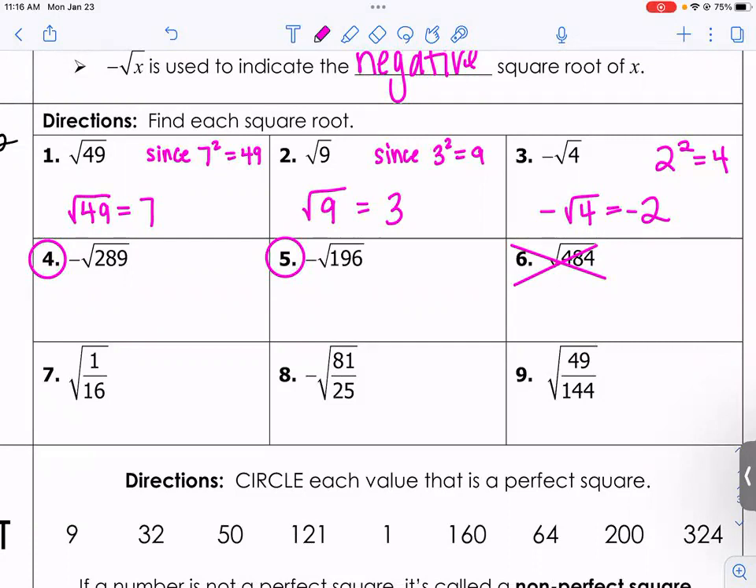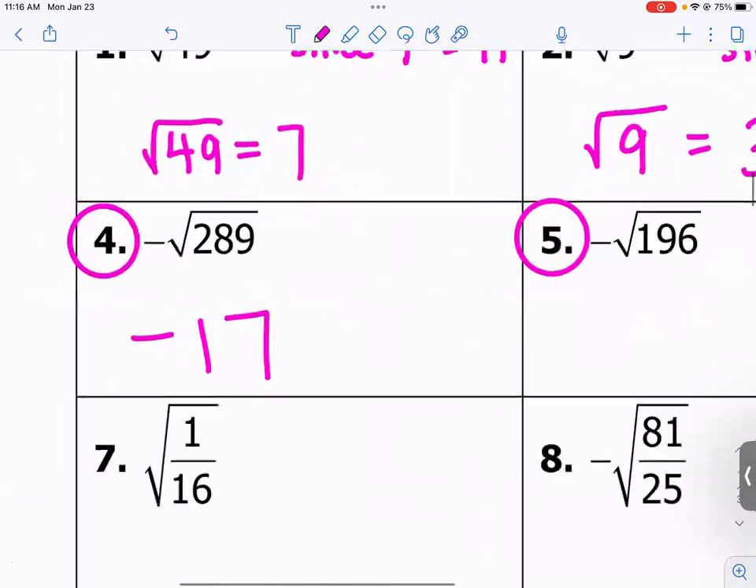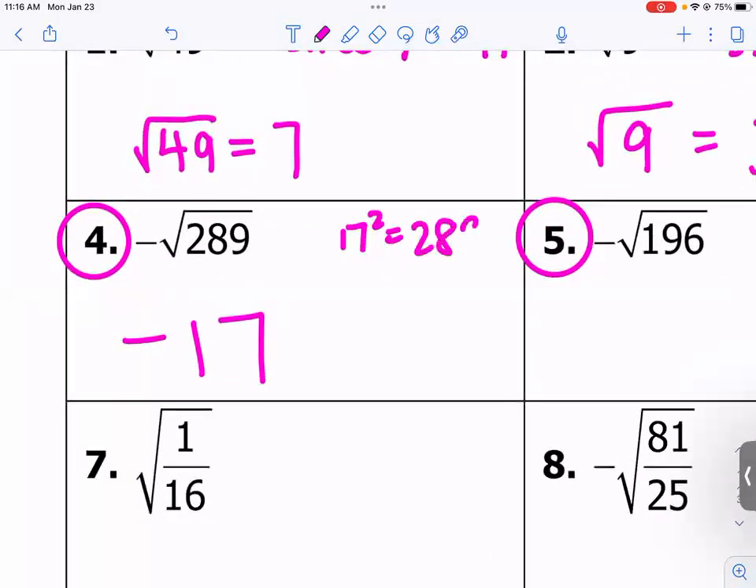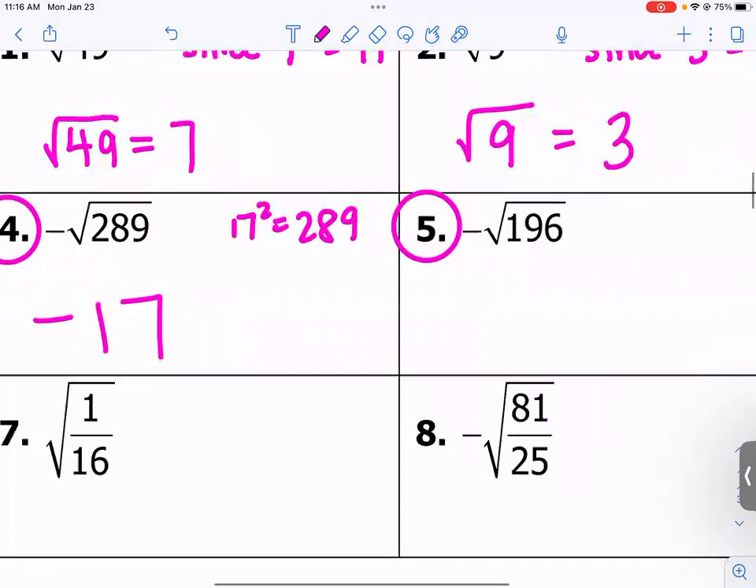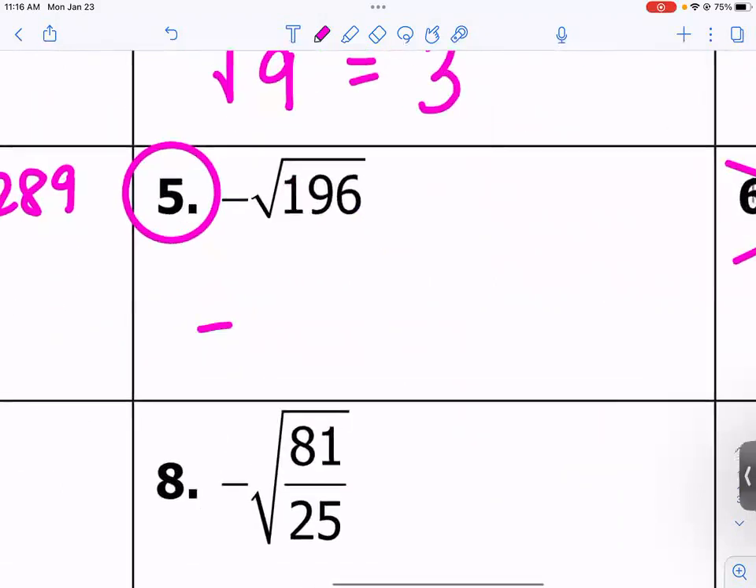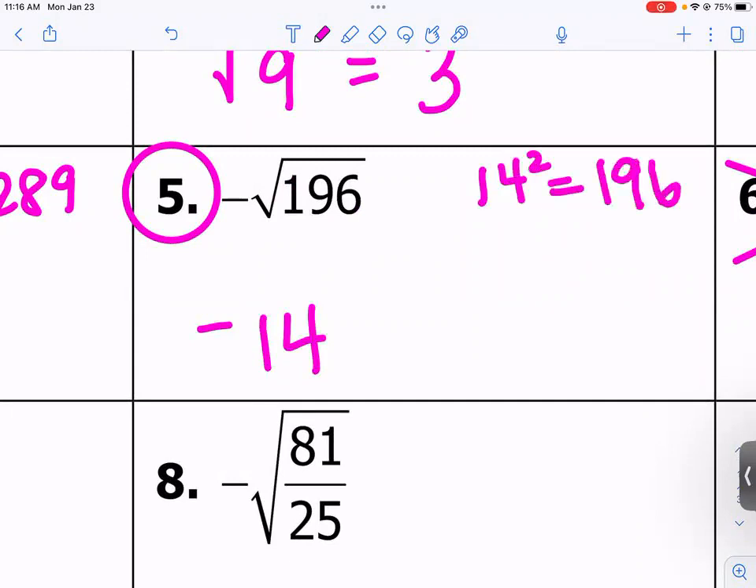Okay, Quinlan, what did you and Harper get for number 4? Negative 17. We know that 17 squared is 289. Okay. And so negative radical 289 is negative 17. Okay. Ariana, what did you and Kinley get for number 5? Negative 14. We know that 14 squared is 196. Okay. Very good.